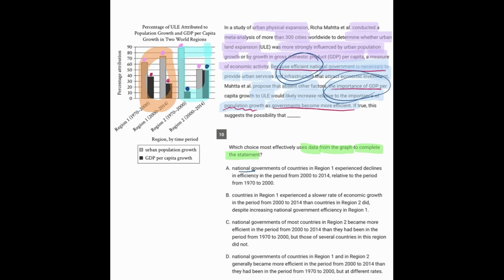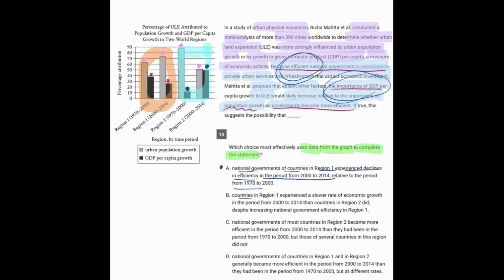A says, national governments of countries in region one experienced declines in efficiency as time went on to a later period from an earlier period. That kind of mirrors what I said. If GDP is less important, then according to the statement being made, it must mean that they had less efficiency.